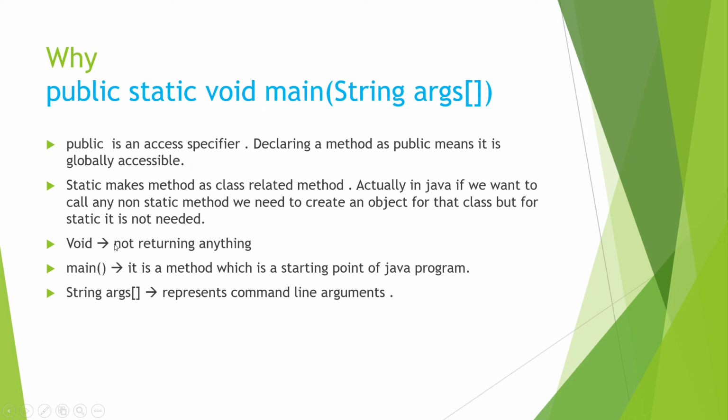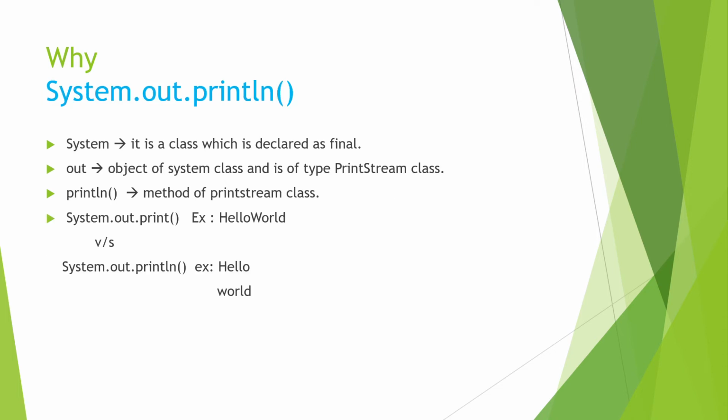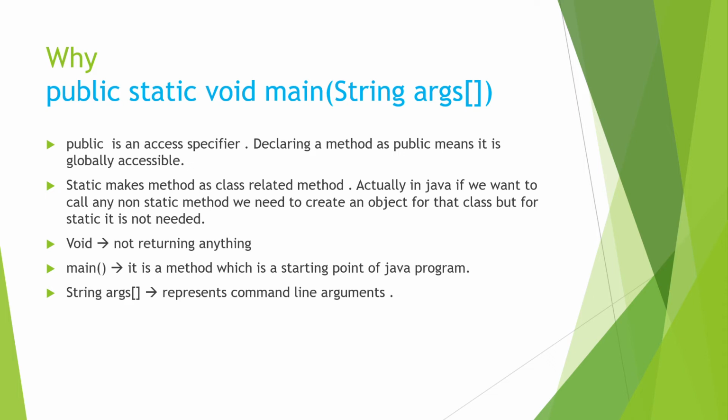Why public static void main of string args? Public is an access specifier. I will explain what access specifiers are and what their types are in upcoming videos. Public means we are not restricting the access to that particular class only. We are providing that access to any other class or any other package, so we call it public.